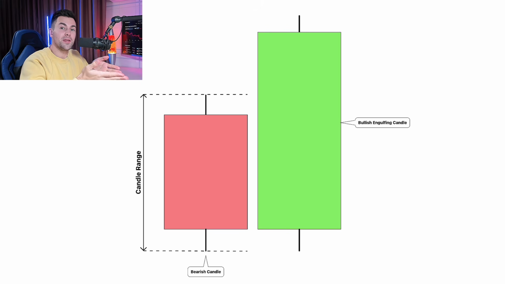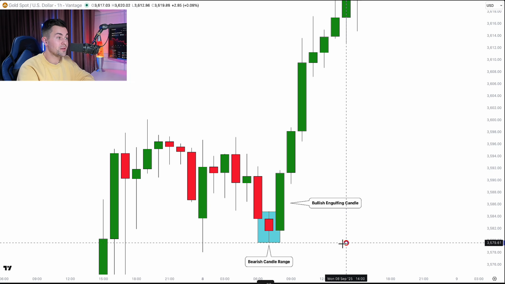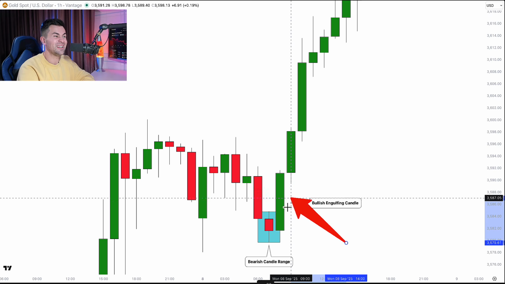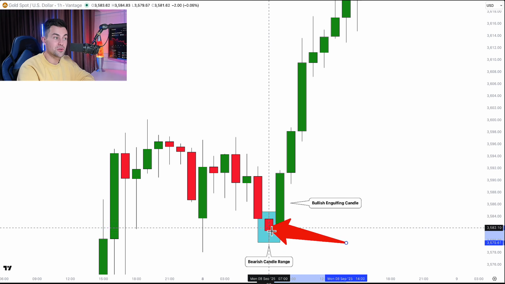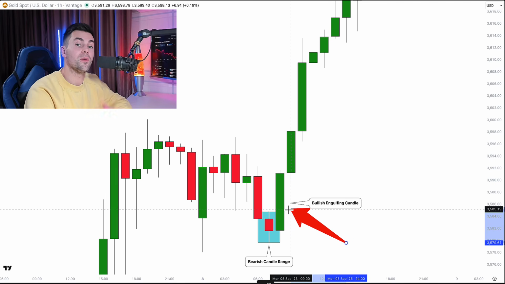A bullish engulfing candle should engulf the entire range of a previous bearish candle and strictly close above that. It will signify a strong buying imbalance and a signal to buy gold. Formation of a bullish engulfing candle on an hourly time frame on gold provided a strong signal to buy. You can see that the price formed a strong bullish candle and it engulfed the range of a previous bearish candle with its body. It confirmed a strong buying imbalance.